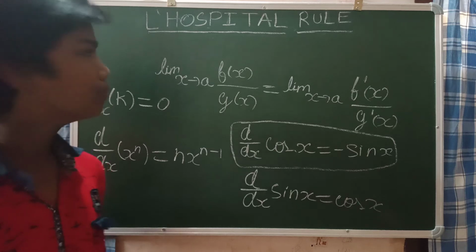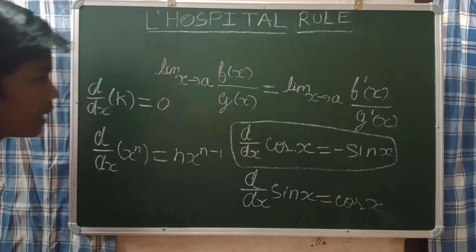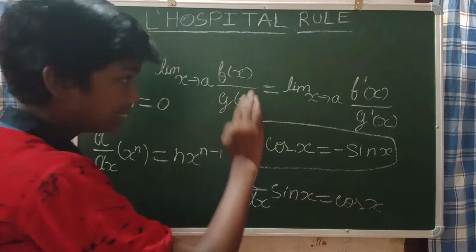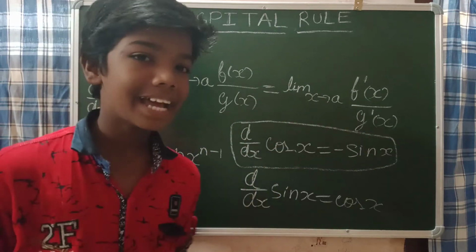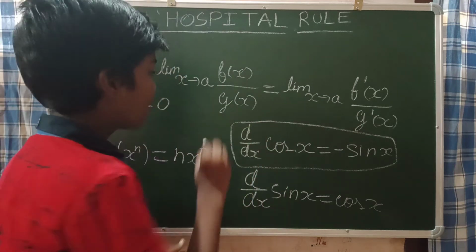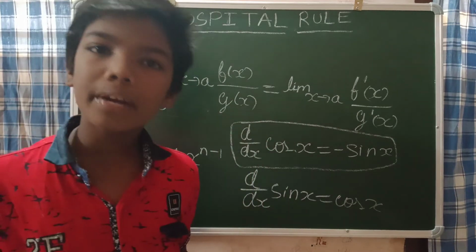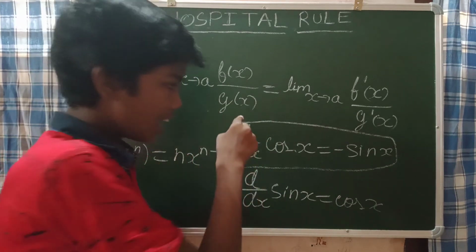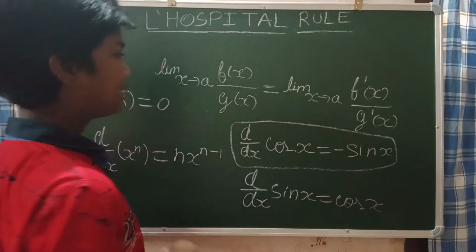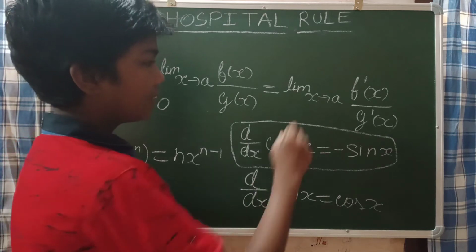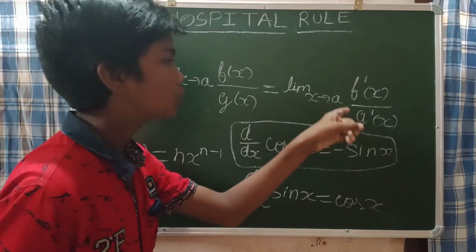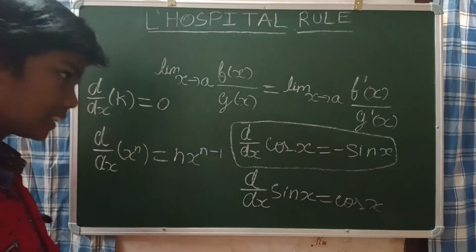What I say is a simple thing. When limit of x tends to a f of x by g of x is equal to limit of x tends to a f dash x divided by g dash x, if the value of this limit is indeterminate form. When the value of this limit is indeterminate form, we just differentiate the two functions f of x and g of x, and the value is limit of x tends to a f dash x divided by g dash x.